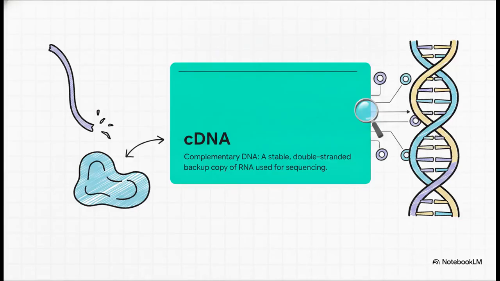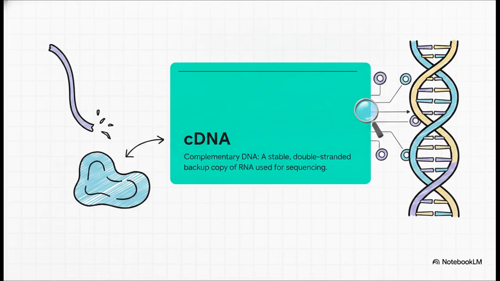Let's zoom in on that backup step for a second, because it's super important. Our sources emphasize that RNA is incredibly fragile. It's single-stranded and degrades just so easily. We literally can't put it directly into a sequencing machine. It wouldn't survive. So, scientists use an enzyme called reverse transcriptase to build a sturdy, double-stranded backup copy called complementary DNA or cDNA. From this point on in the process, we are actually working with this stable DNA copy, not the fragile RNA itself.